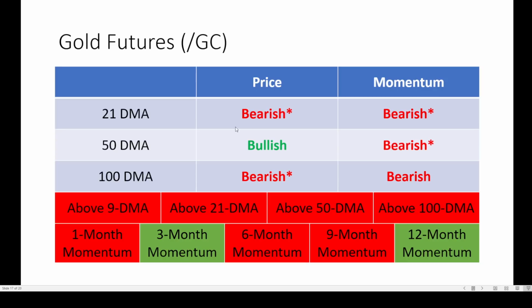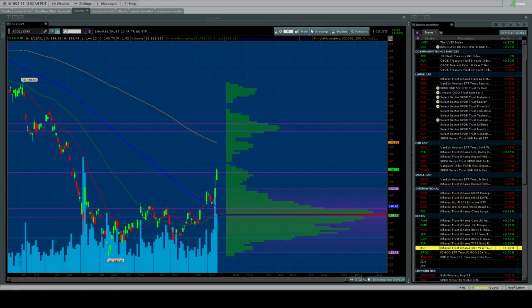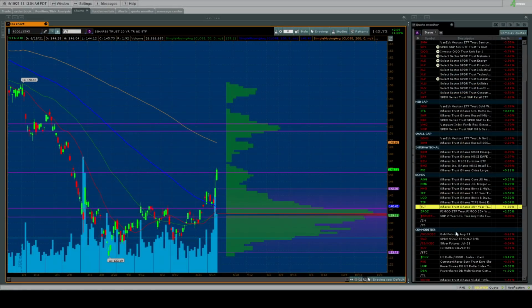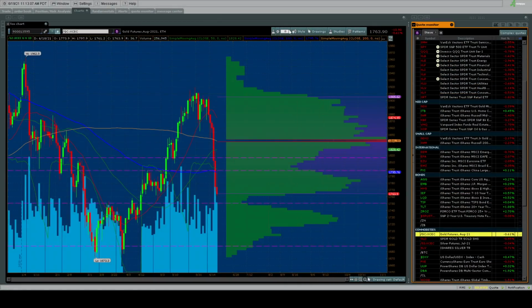And this is pretty ugly. 21-day bearish price momentum. 50-day bearish on momentum. 100-day flipping bearish on price. Below the 9, 21, 50, and 100-day moving average. 1, 6, and 9-month momentum turning negative. And that is ugly. That is telling you, warning, warning, warning. If you're in this, it's time to rethink.